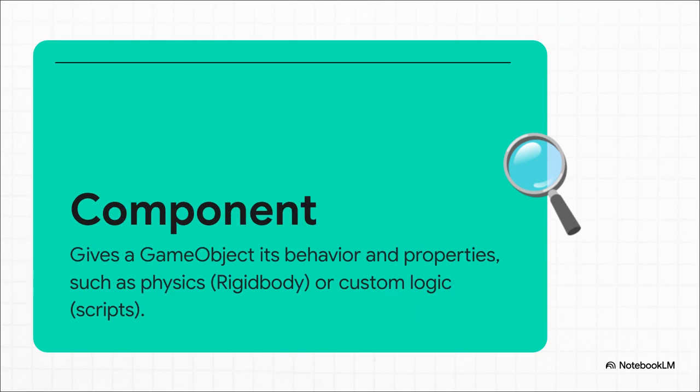And this is where the magic happens. Components are what you attach to those empty game objects to bring them to life. So if the game object is your actor, the components are its abilities, its props, its costume, and its lines. You can add a Rigidbody component to make it fall with gravity, a collider component so it can't walk through walls, and, most importantly, a custom script component to give it all the unique behaviors you can dream up.